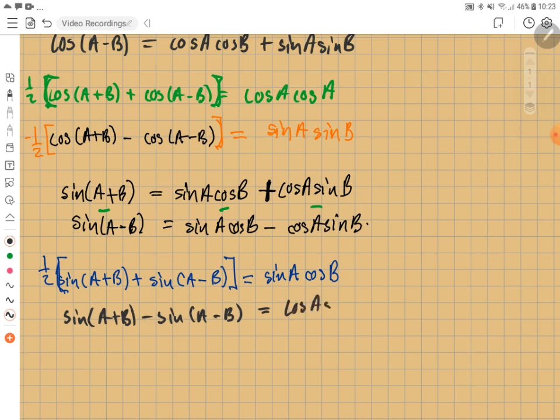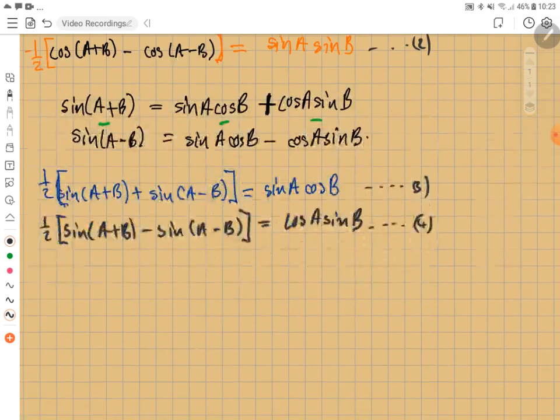But I'm just going to write cos A sine B and take the 2 to the other side. It becomes half. And it multiplies everything that was there. So these are the formulae I'm going to use. Okay, I'm going to use formula number 1, number 2, this relationship, number 3, and number 4.